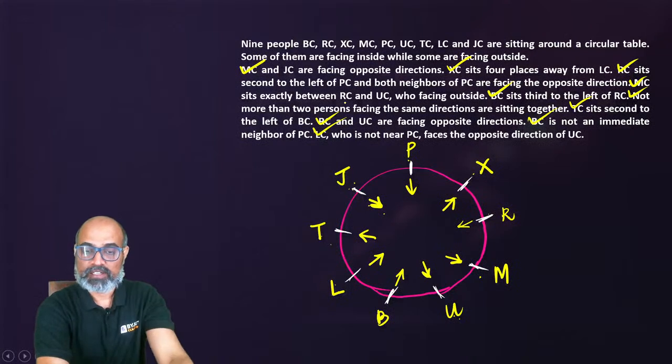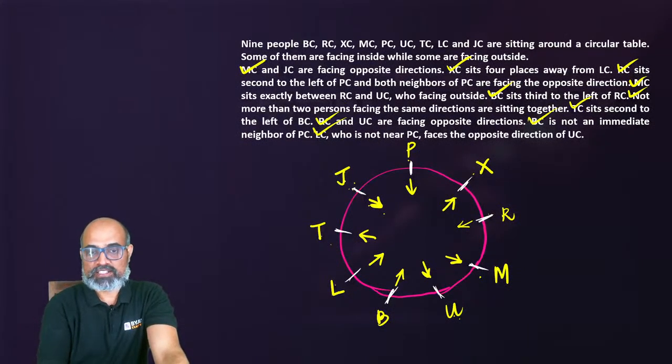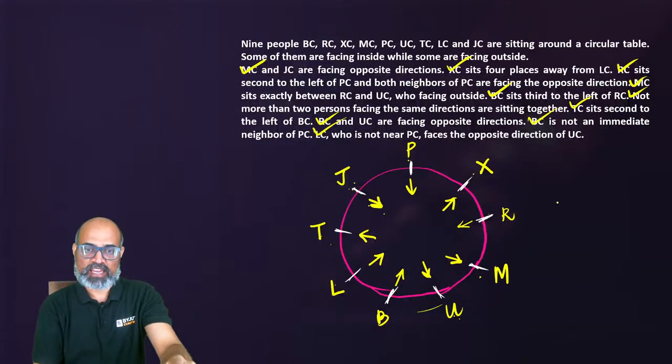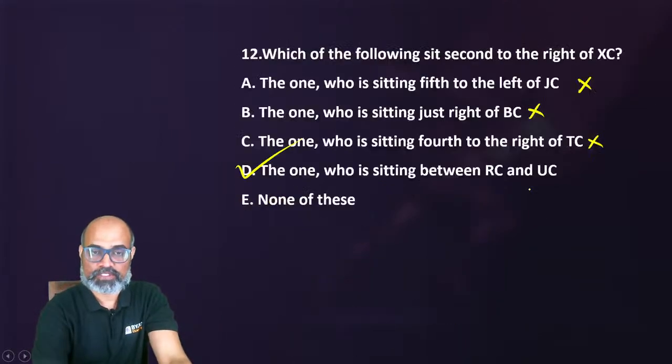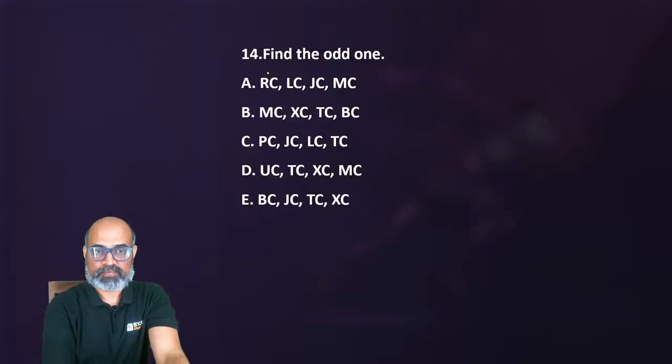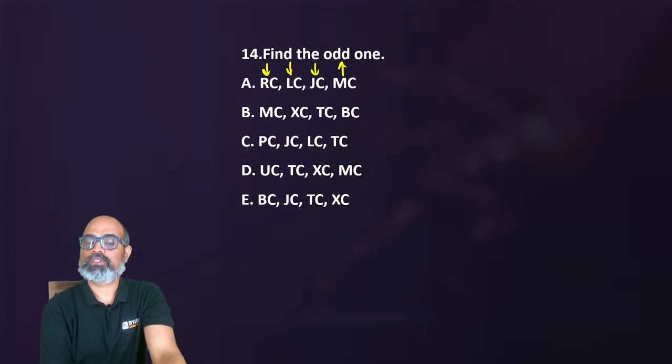Both are possible. So R, J, L and M: there is a gap of 2, a gap of 1, a gap of 2. That is the order. Or we can say in R, J, L and M, the first 3 are facing inwards, M is facing outwards. They are facing inwards and this guy is facing outwards.